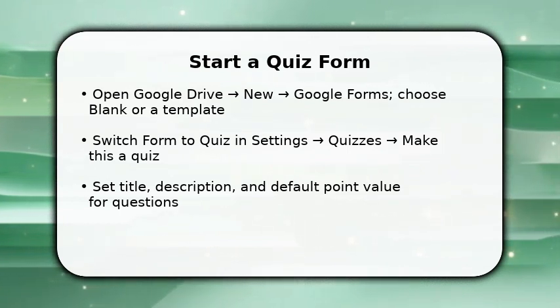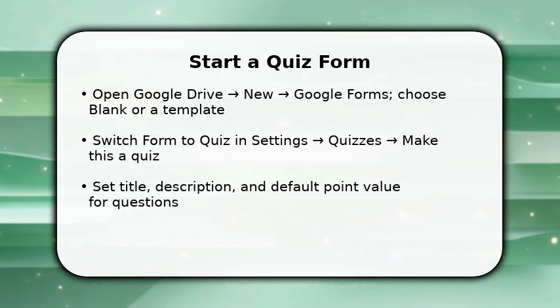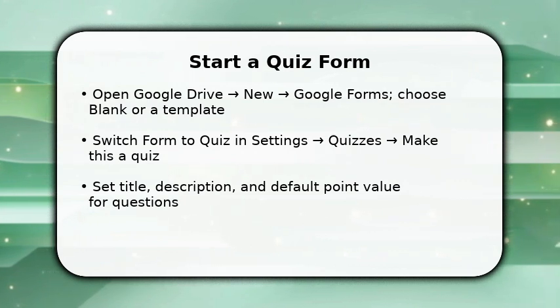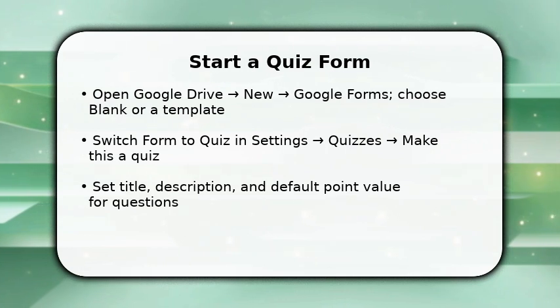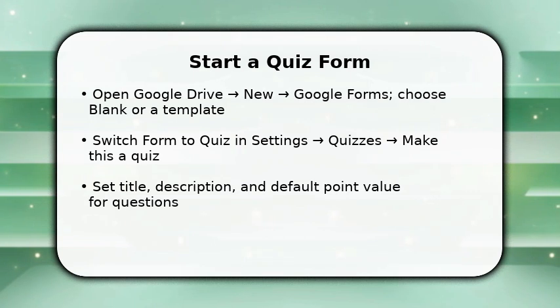Next, name the quiz and add a clear description that explains timing or policies. Make sure to select default point values for similar items to save time. You're now ready to add your first question with type, options, and an initial answer key to establish grading behavior.